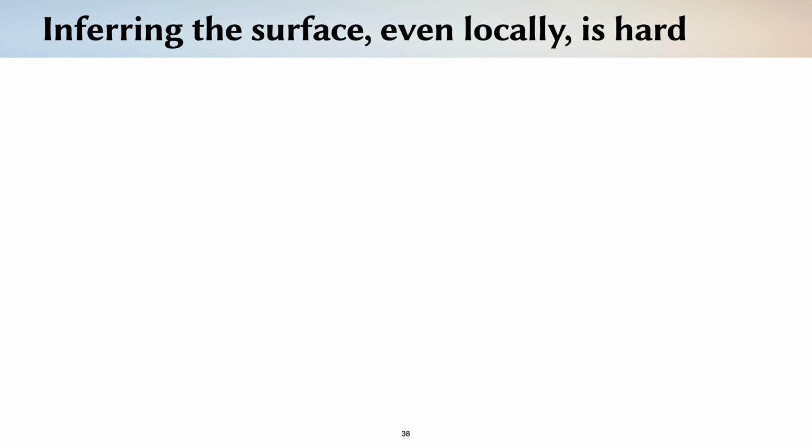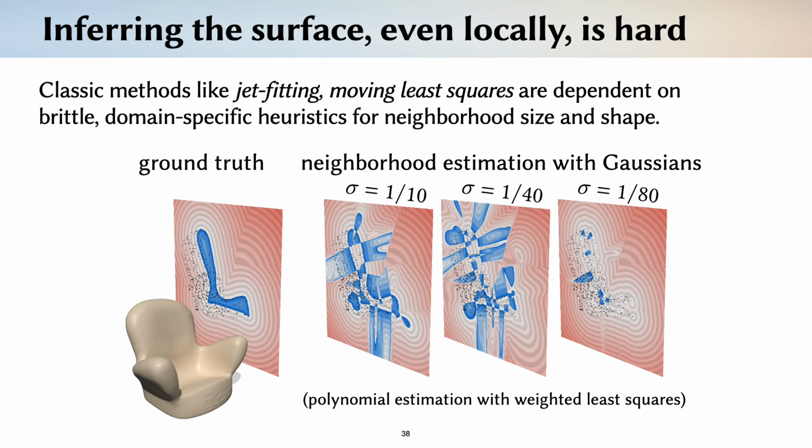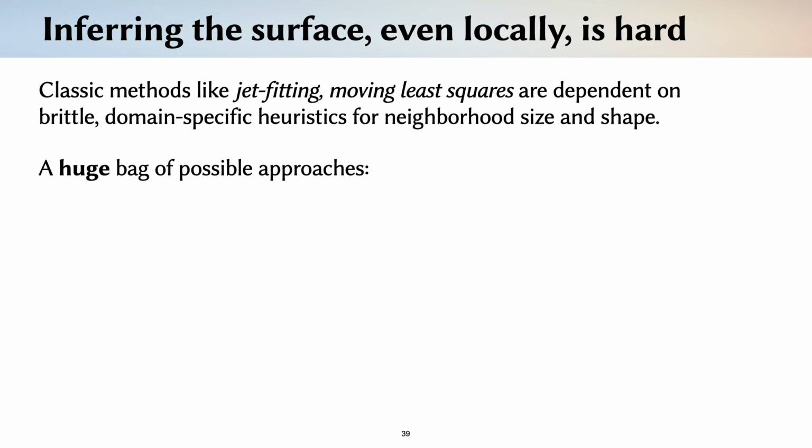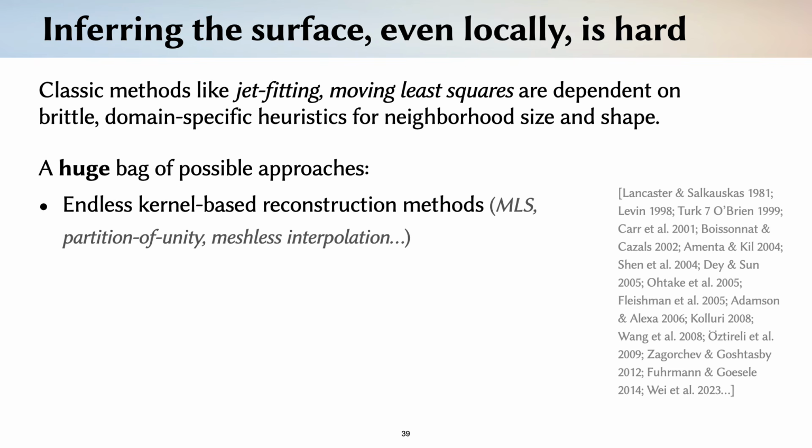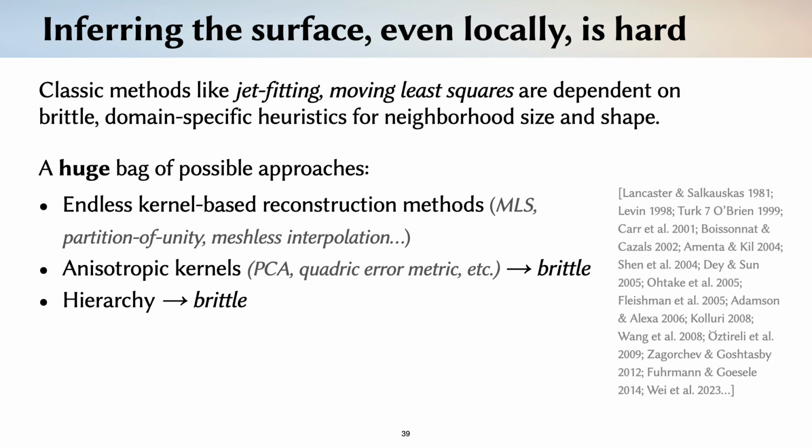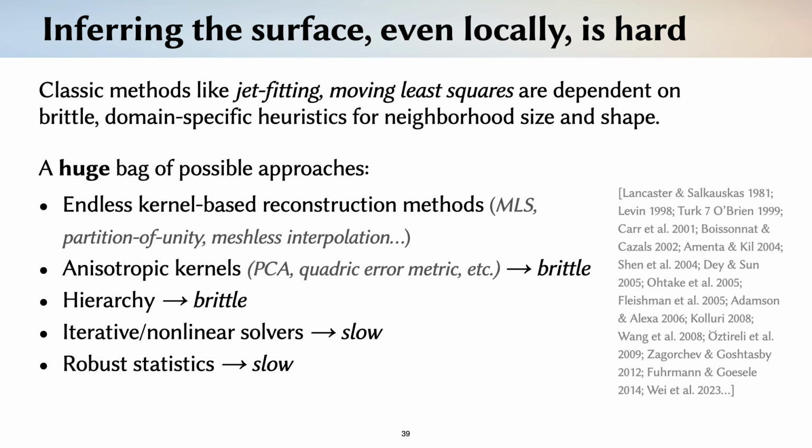Because inferring the true surface, even locally, is really hard, and classic methods use brittle heuristics. Because of how difficult this problem is, there's been a huge amount of literature proposing endless variations of kernel-based reconstruction. Unfortunately, standard approaches are sensitive to parameter tuning, and more sophisticated statistical methods come at a cost.